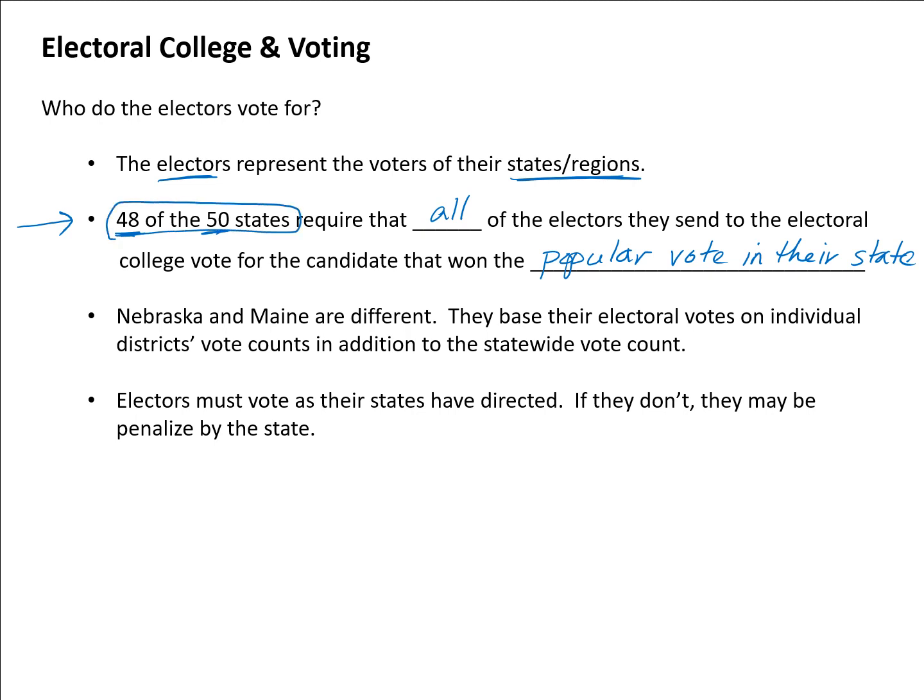Now, electors must vote as their state directs. If they don't, they are free individual people, so they could go to the Electoral College and vote for whoever they want to, even though the state requires that they vote for who won the popular vote in their state. But if they don't vote as their state directs, then they may be penalized by the state. They may be fined, there may be jail time, so there are consequences if electors don't vote for who their state has directed them to.